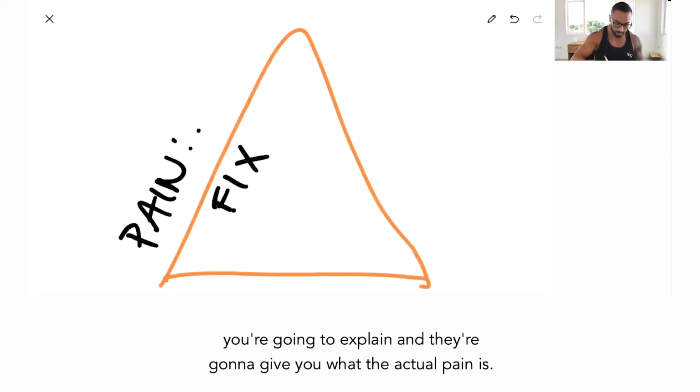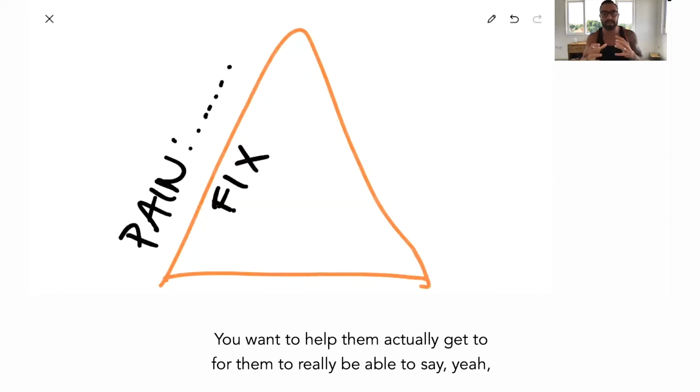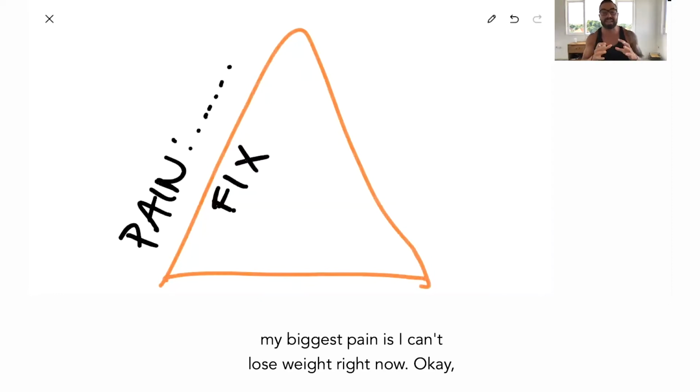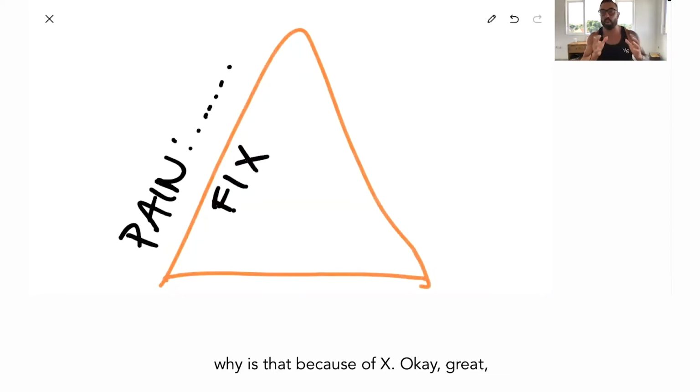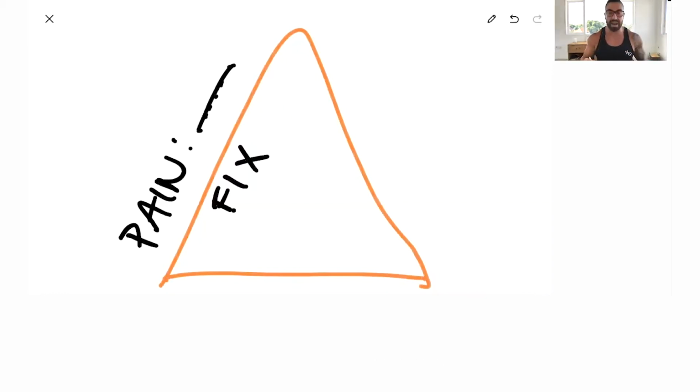Therefore, you're going to go through and explain, and they're going to give you what the actual pain is. You want to whittle it down. You want to help them get to the point where they can say, yeah, my biggest pain is I can't lose weight right now. Okay, why is that? Because of X. Okay, great. So your biggest problem is you can't lose weight because of this reason. And that's what you have here.